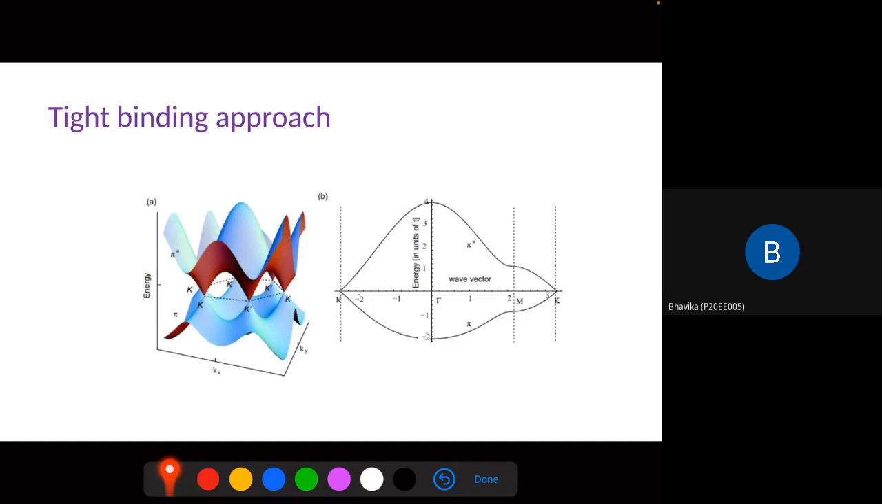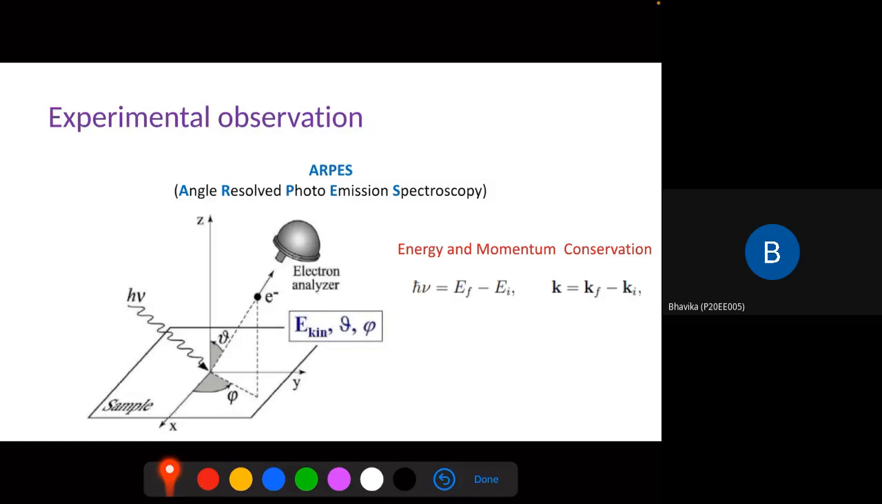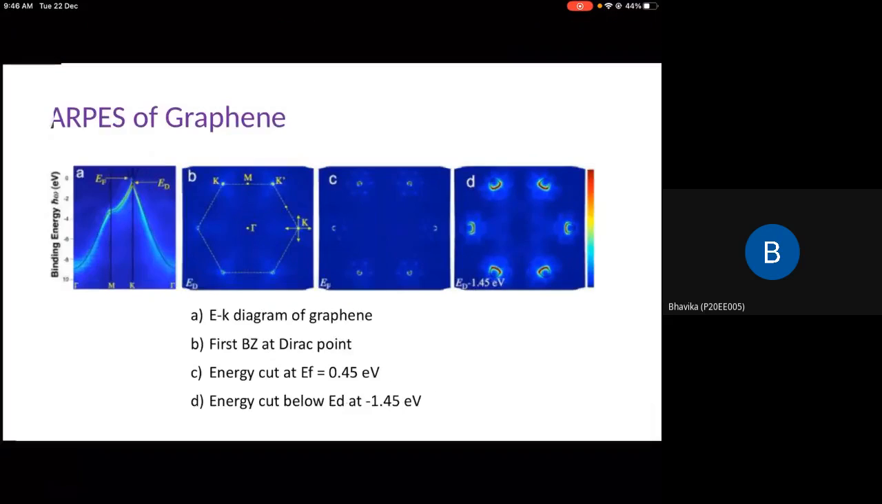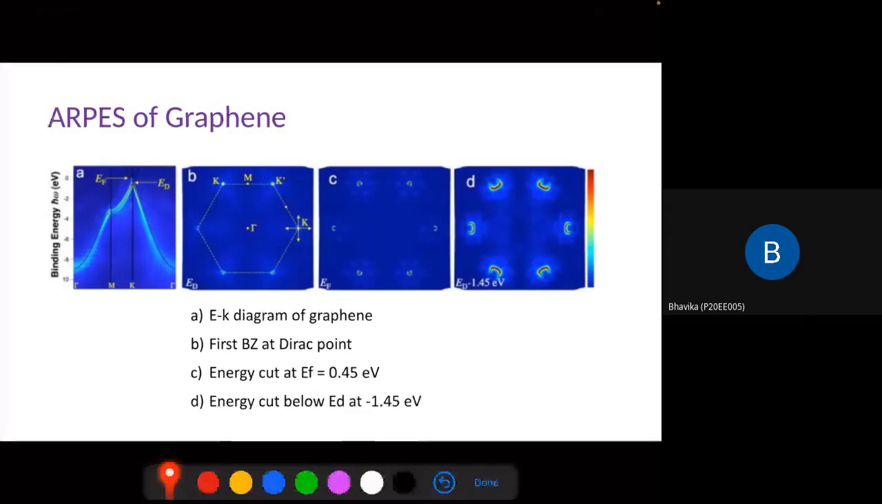You can also observe these Dirac points using ARPES, angle resolved photoemission spectroscopy. You can actually observe these Dirac points in graphene as well. But what it leads to is very interesting electrical properties of graphene. You have really high intrinsic mobility.